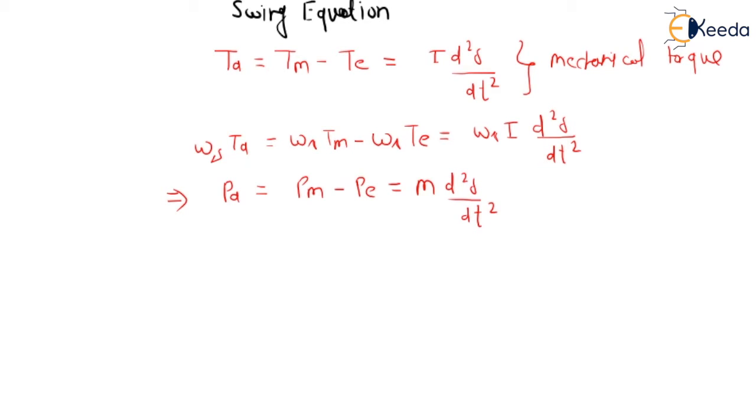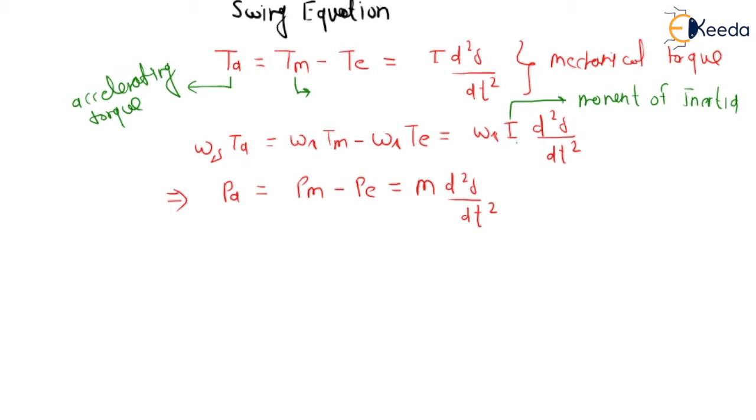Omega s is the synchronous speed. I is the moment of inertia. Ta is the accelerating torque. Tm is the mechanical torque, and Te is the electromagnetic torque. These are the different types of torque that have been given.